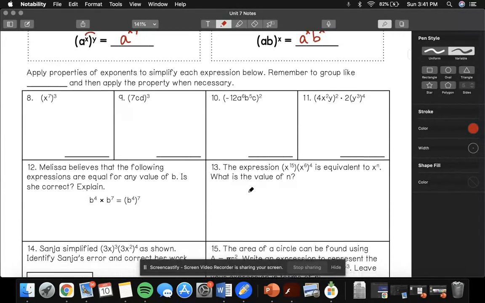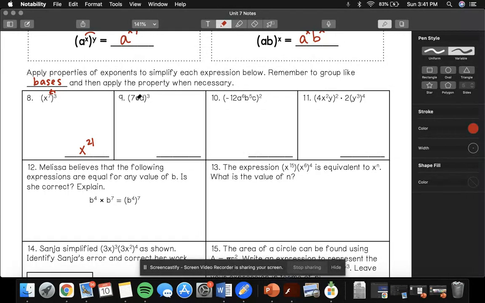All right, so we're going to do a couple examples. Apply properties of exponents to simplify each expression below. Remember to group like bases and then to apply any properties as necessary. Okay, so we have x to the 7th, and that's happening 3 times. So one way to simplify is to multiply 3 times 7 and get x to the 21st.